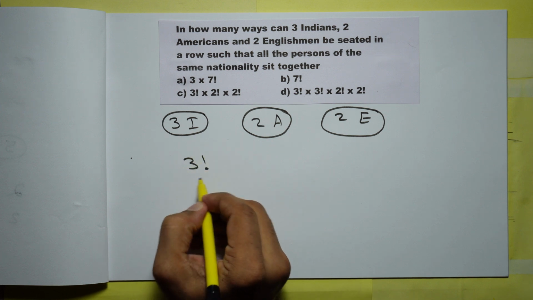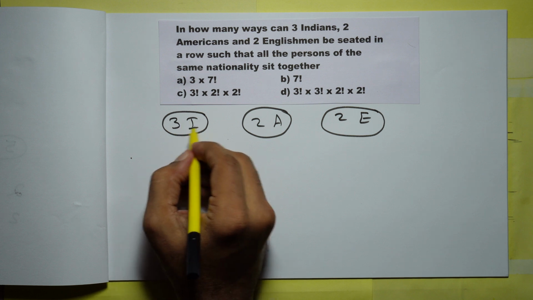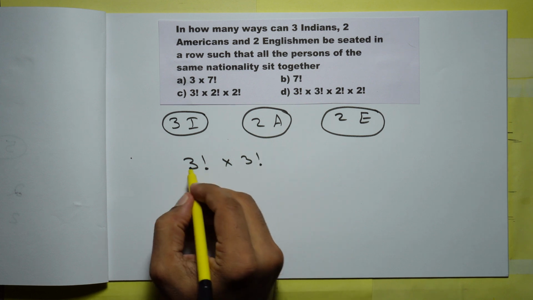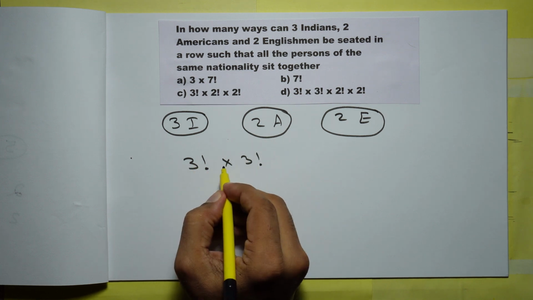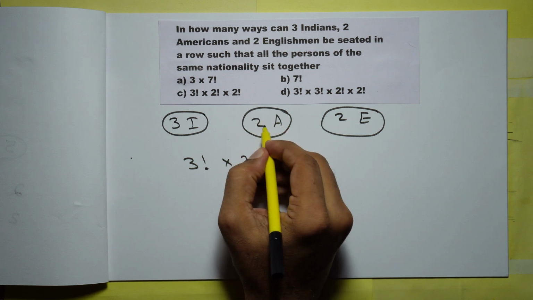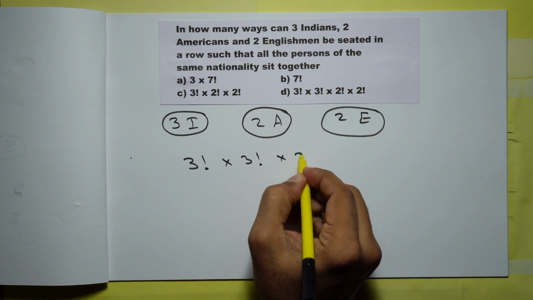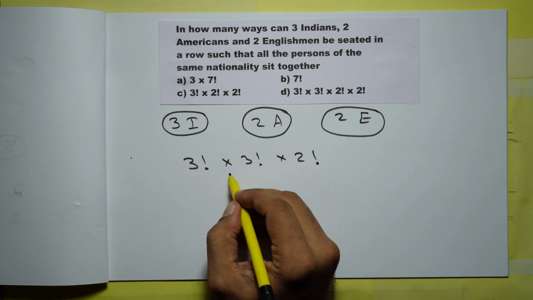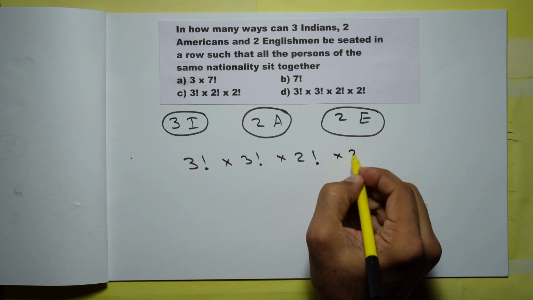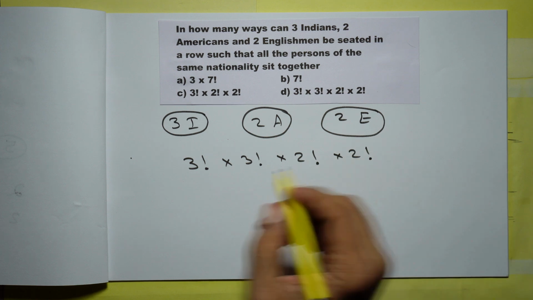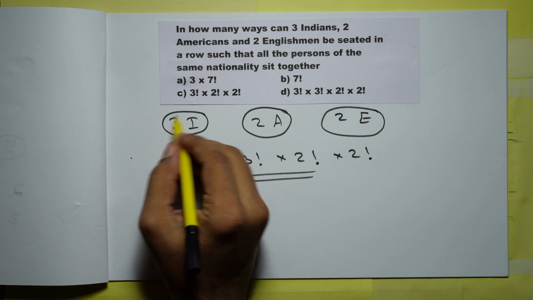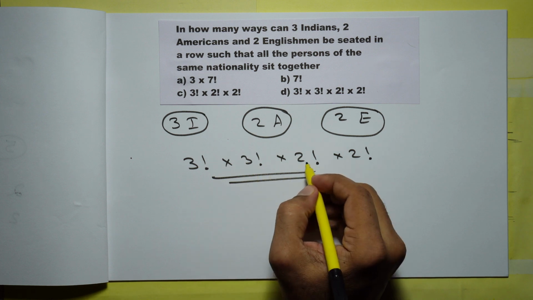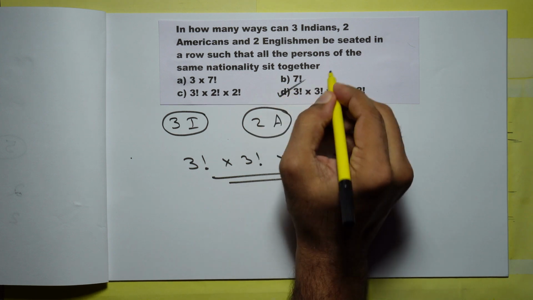And in each of these 3 factorial arrangements, the 3 Indians, wherever they are sitting, among themselves can be interchanged in 3 factorial ways. And in each of these 3 factorial into 3 factorial arrangements, the 2 Americans among themselves can be interchanged in 2 factorial ways. And in each of these 3 factorial into 3 factorial into 2 factorial arrangements, the 2 Englishmen among themselves can be interchanged in 2 factorial ways. So this is the total number of arrangements such that the Indians are together, Americans are together and the Englishmen are together. So 3 factorial into 3 factorial into 2 factorial into 2 factorial. That is option D.